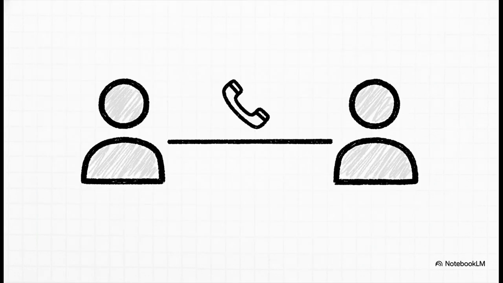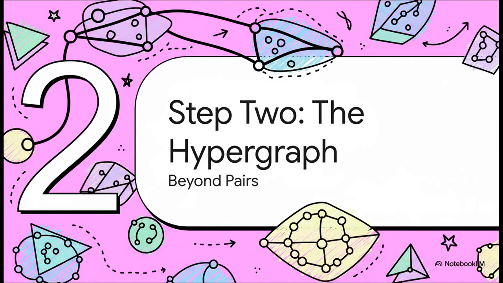And a phone call is the perfect way to picture this. You've got one person, another person, and a direct line of communication between them. That's it. It's simple, it's clean, it's a one-to-one connection. Okay, but what if we need to model something more complicated? Relationships that involve more than just two things at a time. Those one-to-one connections just aren't going to cut it.